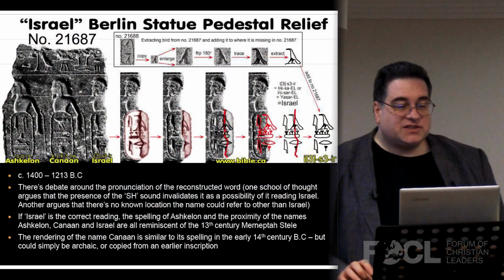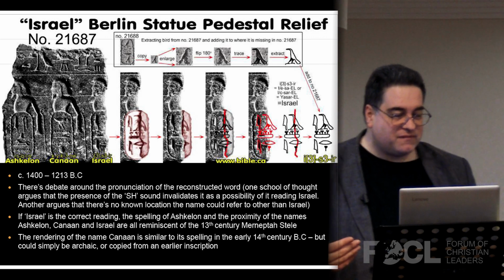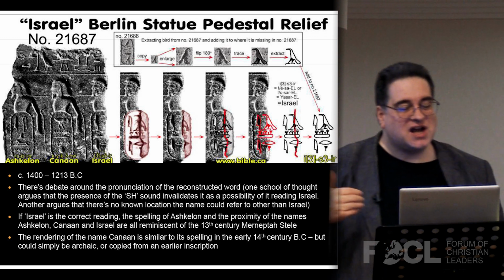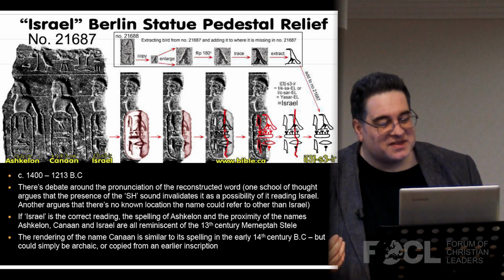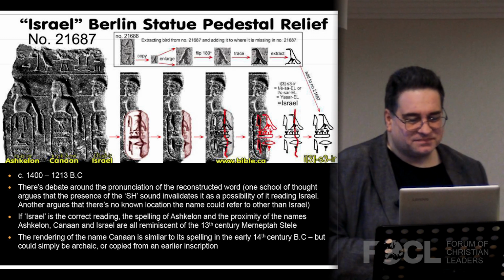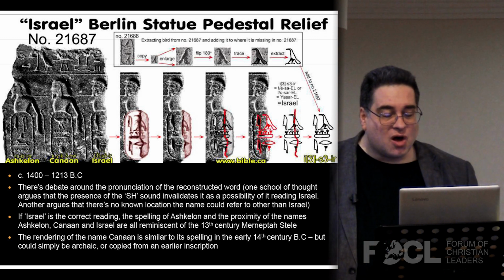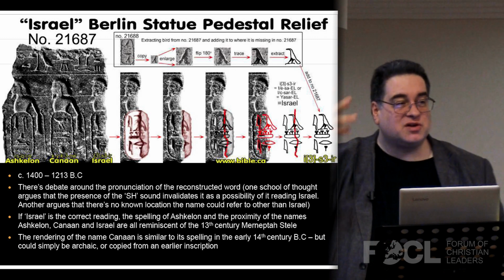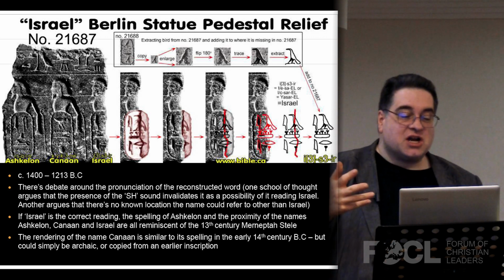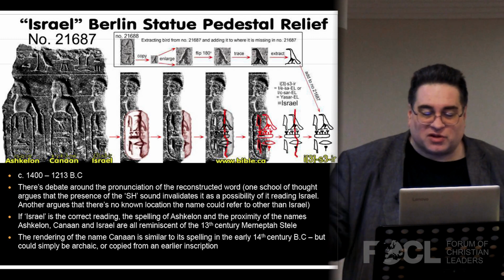There's also the so-called Israel Berlin statue pedestal relief, which has been dated by scholars to between 1400 BC and 1213 BC. There's a debate here, as there often is about the interpretation of archaeological discoveries. There's a debate around the pronunciation of one of the words, which has to be slightly reconstructed because it's been damaged over history. One school of thought argues that the presence of the sh sound invalidates it as possibly reading Israel. Another school of thought argues that there's no known location the name could refer to after Israel in context.